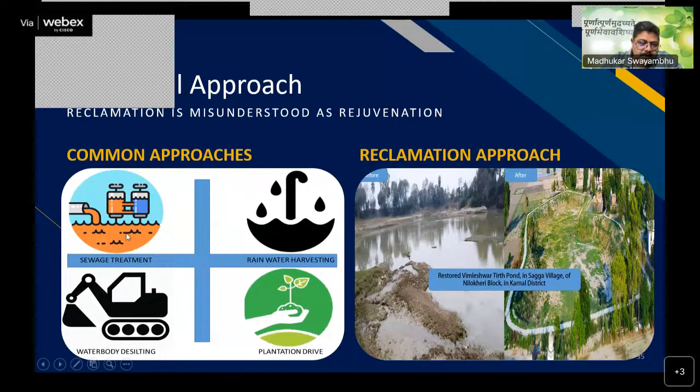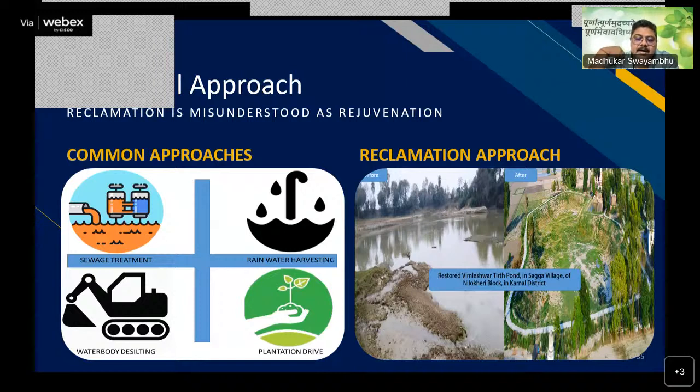The other common approaches are sewer treatment plant, rainwater harvesting, water body desilting, and plantation drive. Sewer treatment plant, as I explained in the Mandakini River case study, can only treat the inlet which is coming in. You cannot treat the water body with a sewer treatment plant. That is why wherever we have taken an approach of sewer treatment plant installation next to a water body, it has eventually failed.